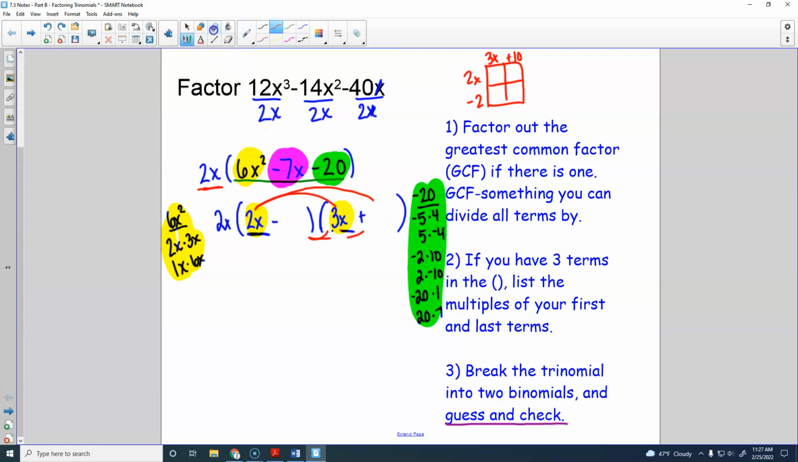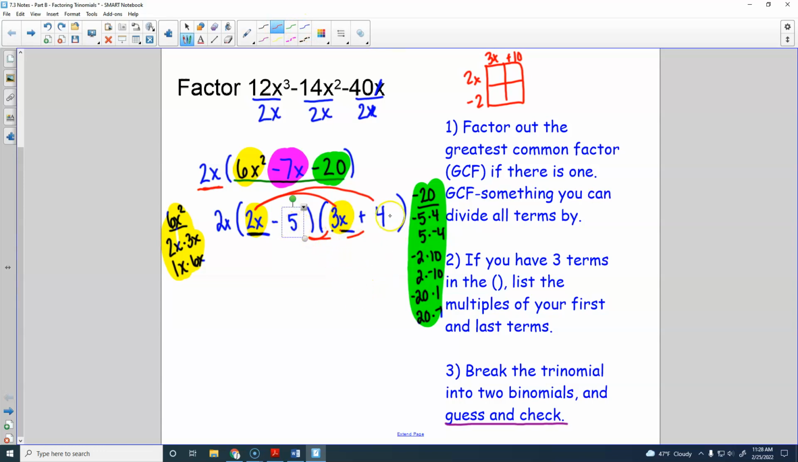Anybody found the one that works yet? Because we're running out of time. What works, Owen? 2x plus 2 and 3x minus 2x. Are you sure it's going to work? Yeah. No, we just tried that one. 10, negative 5. Negative 5 here and 4 here. I think you must have multiplied something wrong. I don't think that one will work.